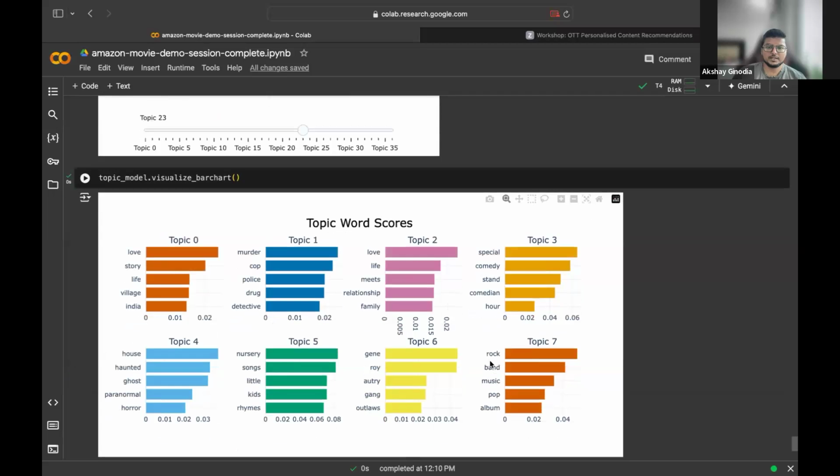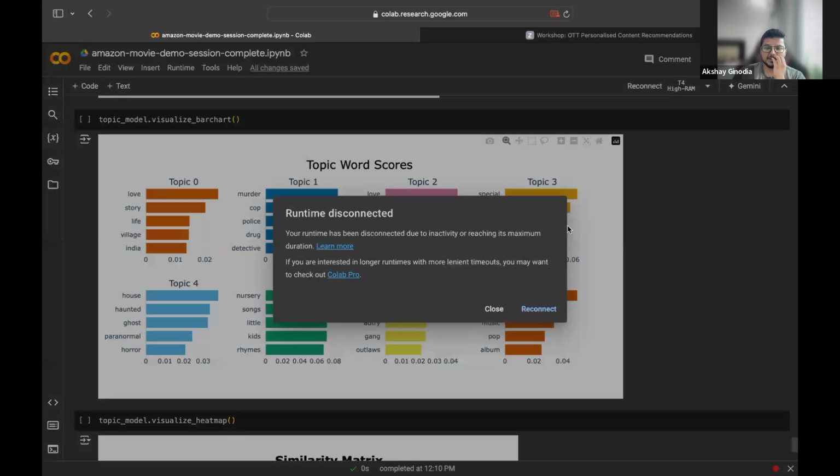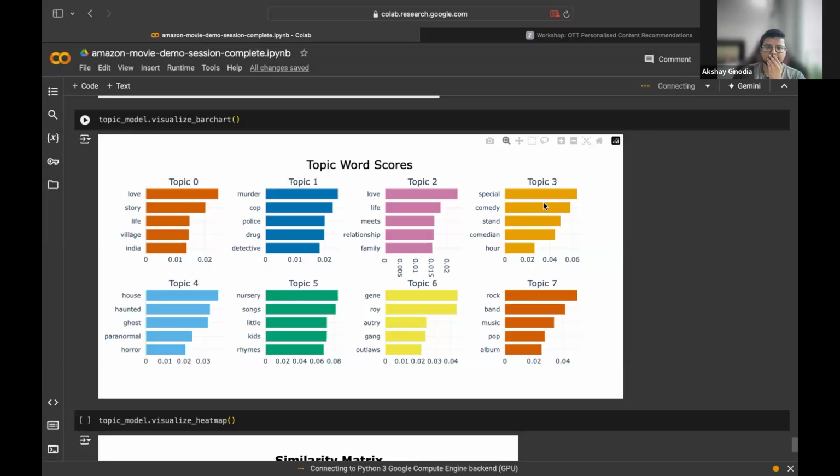And if I look at it in a separate chart, I can see that topic 0 has love story, life, village, India. This definitely looks like an Indian story. And the rest of the topics also have a lot of other interesting stuff, and these topics are around a lot of movies, clusters of movies. So topic 3, special comedy, stand comedy and art, looks like movies or TV shows around stand-up comedy, right? That's how it is represented.